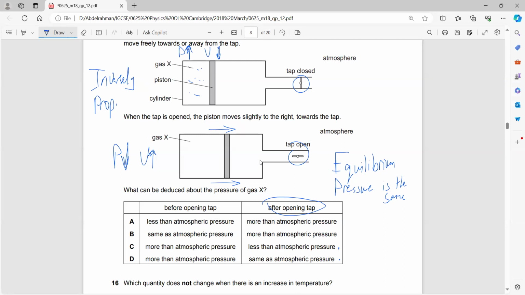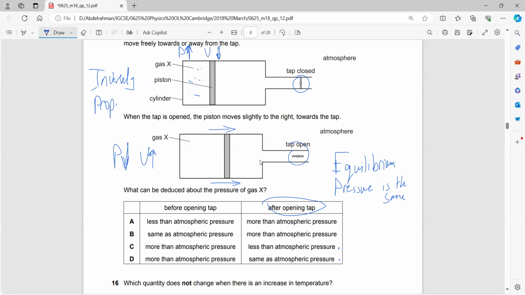If you have, for example, a balloon and you keep on pushing it towards the wall, or you keep on compressing the balloon, what will happen to the balloon? The balloon will eventually pop. Why? Because you've increased the pressure. So whenever you decrease the volume, the pressure increases, and vice versa.